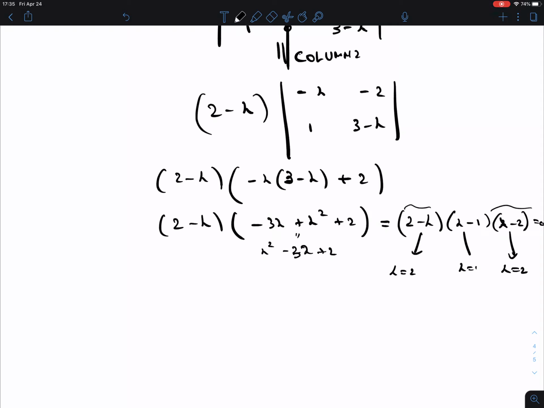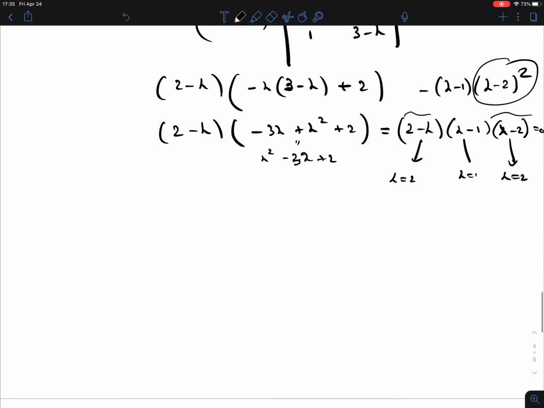So sometimes we would write this as (lambda minus 1)(lambda minus 2) squared, perhaps with a negative sign in front of it because we switched the sign. So this is what we call higher multiplicity here. That's why we have this lambda twice. But that's just something that can happen or not happen.